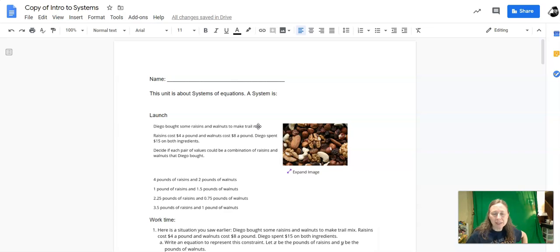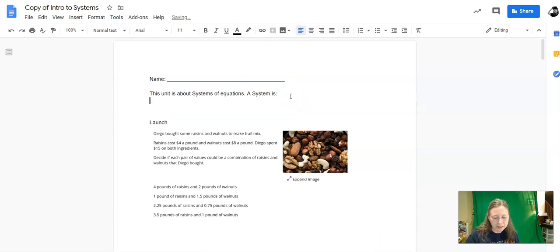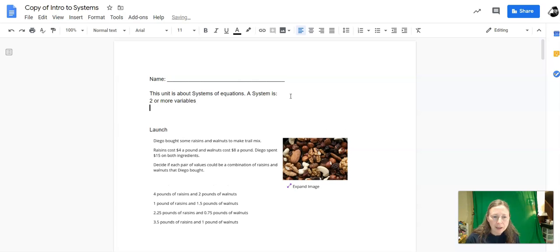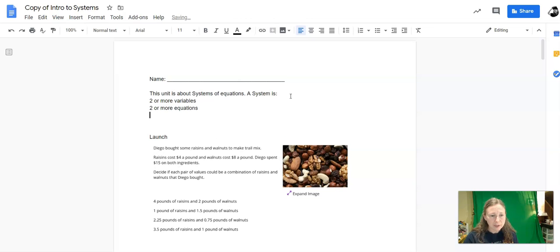So a system is a special construct. It's a way of modeling some mathematical relationships, and you run into a system of equations when you have two or more variables. You can model the situation as two or more equations. Those equations have to do with the same situation, and you can graph them on the same pair of axes.